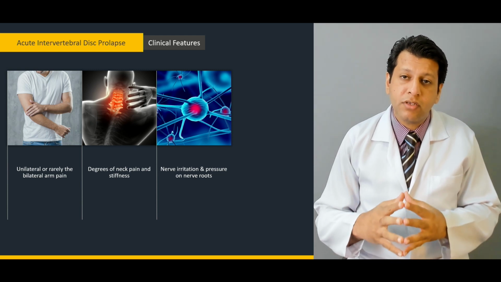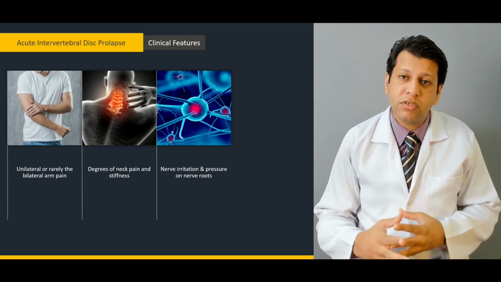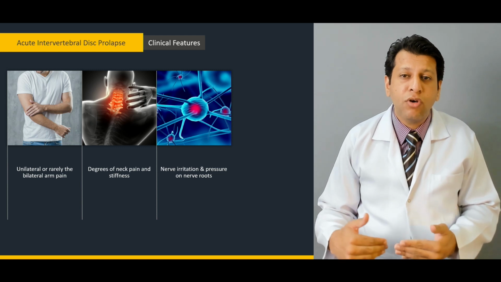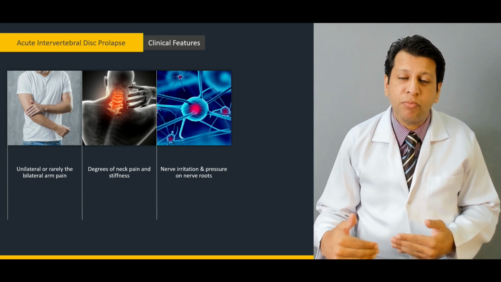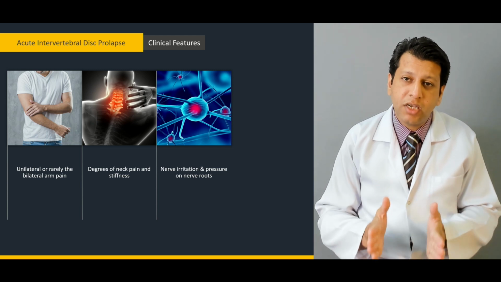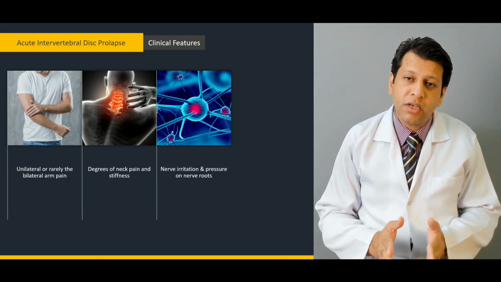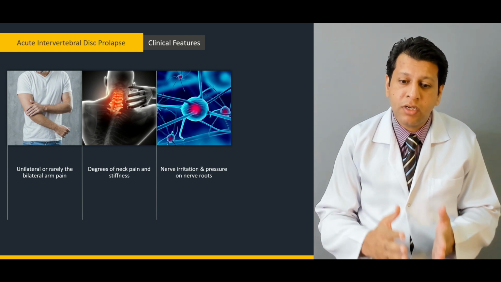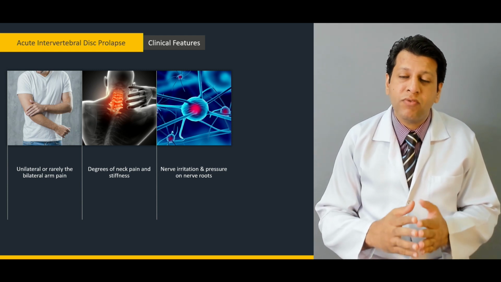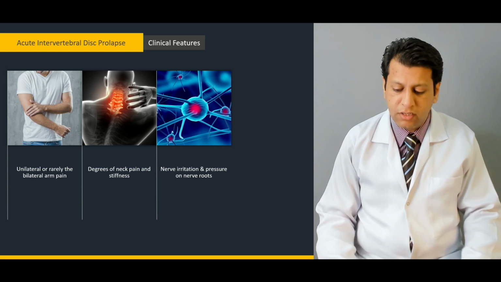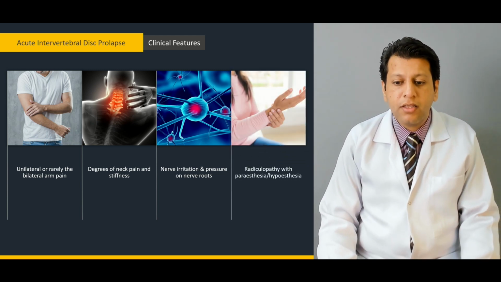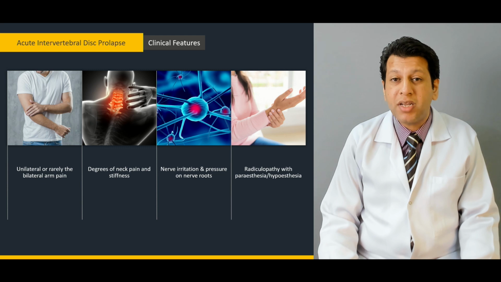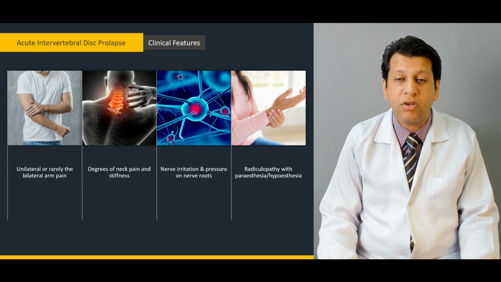Now, if the L1 or L2 root is getting disrupted, the problem would be over the inguinal canal and the anteromedial aspect of the thigh. Depending upon which nerve root is getting irritated and involved, there may be a dermatomal presentation of the nerve irritation symptoms, eventually leading to radiculopathy. And then, as I told you, there may be associated paresthesias, hypoesthesias, radiculopathy, and nerve irritation symptoms.